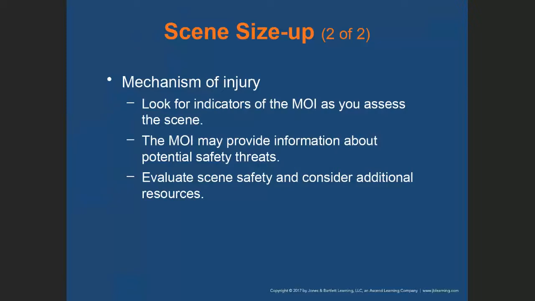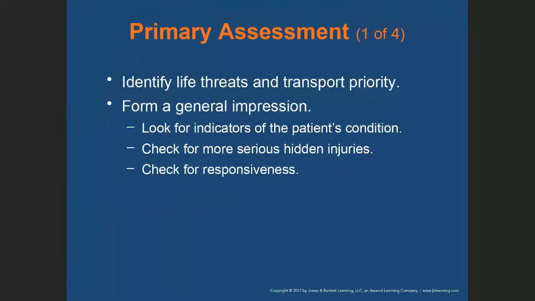Mechanism of injury: look for indicators of the MOI as you assess the scene. The MOI may provide information about potential safety threats. Evaluate the scene safety and consider additional resources. That's your scene size up.